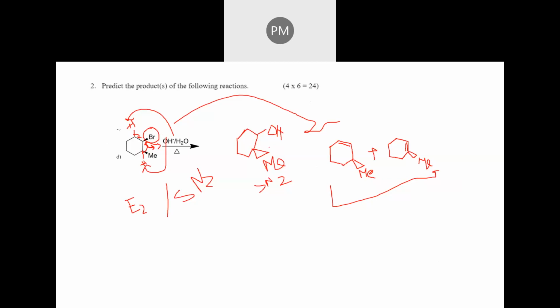And for the elimination reaction, E2 always favors the anti-periplanar arrangement. So the bromide leaving group and that hydrogen will be anti-periplanar. So if the bromide is above, the hydrogen will be below the plane, and if the bromide is below, the hydrogen should be above the plane, so that hydrogen abstraction will be favored. So these two are E2 products.